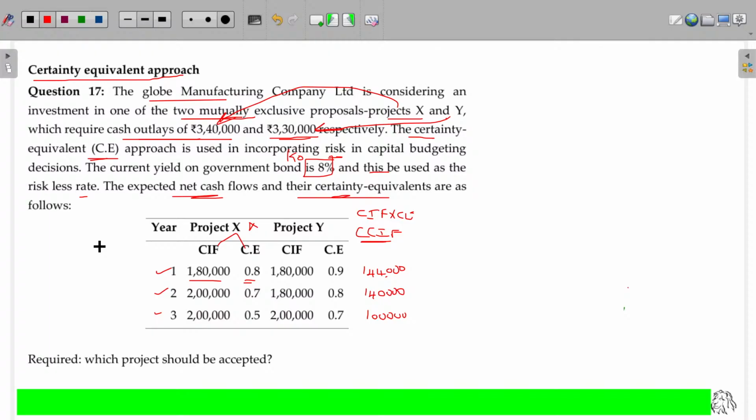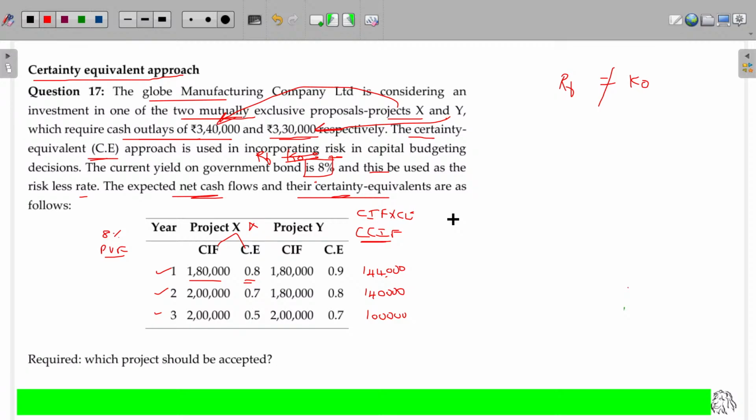Now, what about the PV factor at the rate of 8%? The 8% PV factor. It's not Ko, it's Rf, the risk-free rate of return. Rf and Ko are not the same.